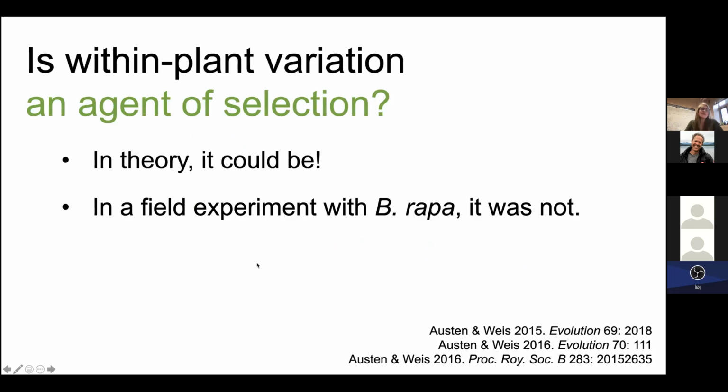Okay, so the question I was asking is: is within plant variation an agent of selection on flowering time? The numerical modeling and simple diagrammatic cartoons showed that in theory, yes, it could be. Within plant variation in fruit set probability could drive selection for early flowering through male fitness. But in my field experiment with Brassica rapa, it was not, right? There was something else about being a plant that flowers at a young age that gave a male fitness advantage that was independent of any association between age and timing of flowering onset.